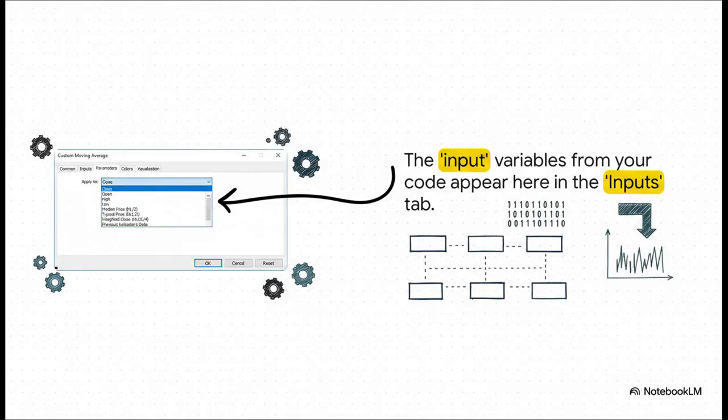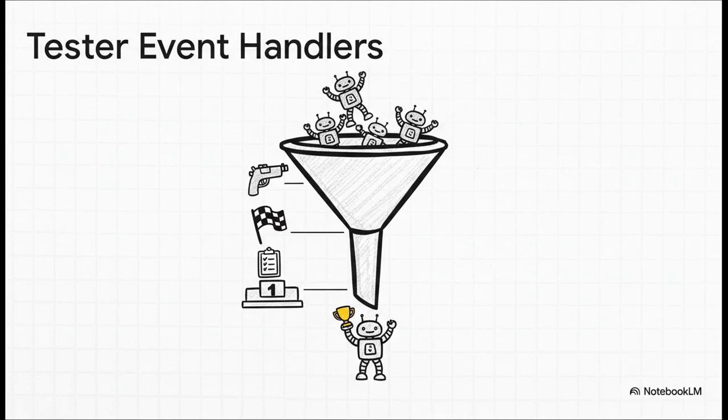And this is what that looks like in practice. See this Inputs tab in the tester? Every parameter you see there corresponds directly to an input variable that you defined in your code. This creates this awesome, seamless link that lets you test thousands of different combinations of settings without ever touching the source code again. And for all you power users out there, MQL5 gives you even more control with special event handlers just for the strategy tester.